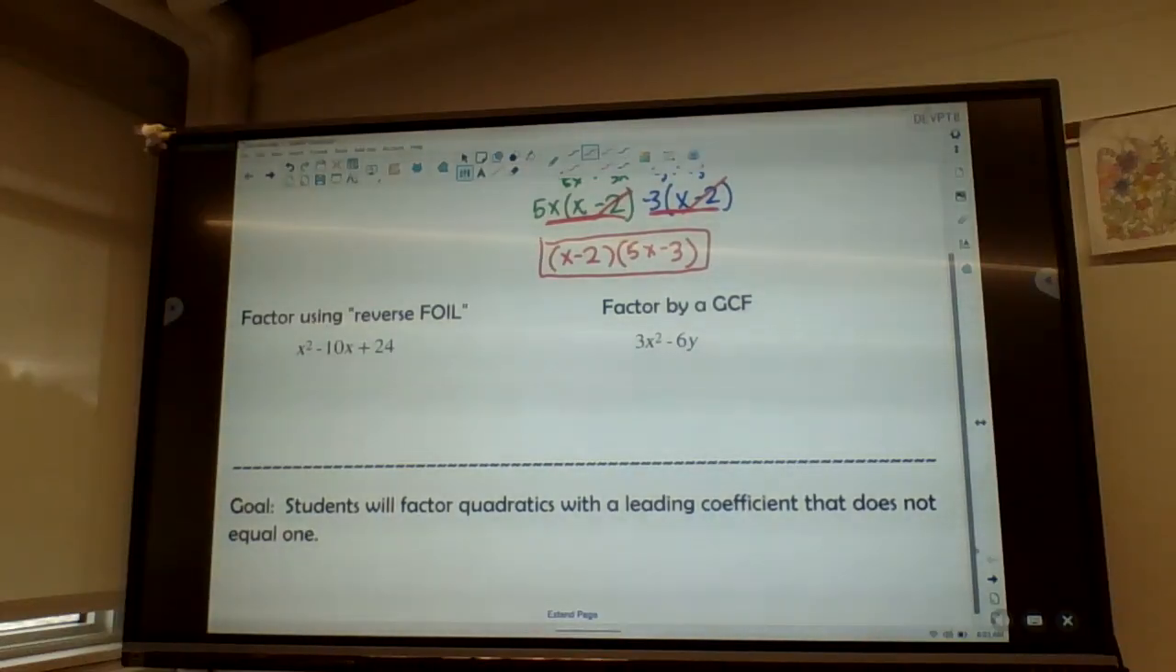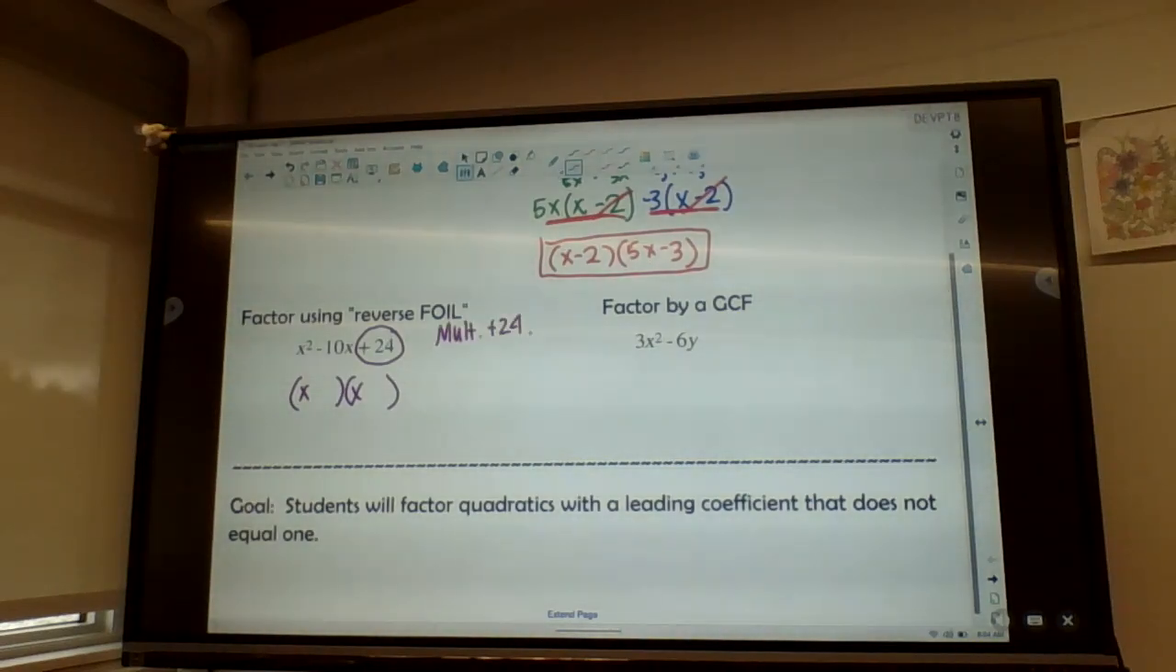It also mentions factoring using that reverse FOIL, and this is what we did with the bingo game. This is where we look to see. We're going to break this up and try to do the opposite of FOIL. So we look to see this x squared is going to be x and x. But this is the one where I want to multiply to get 24, but we want to add to get negative 10.